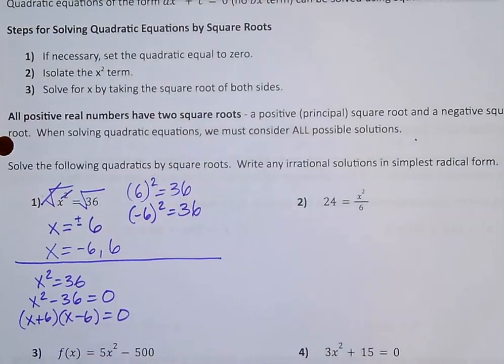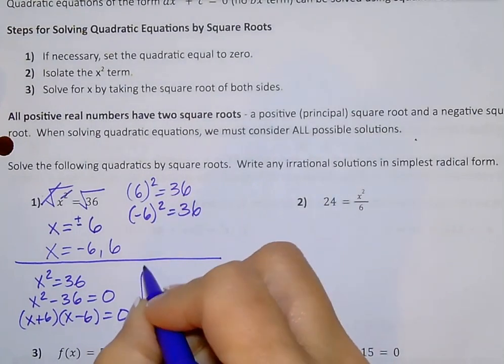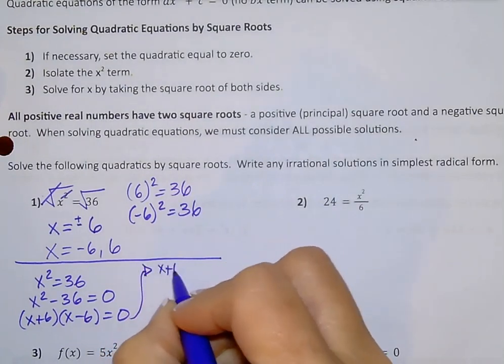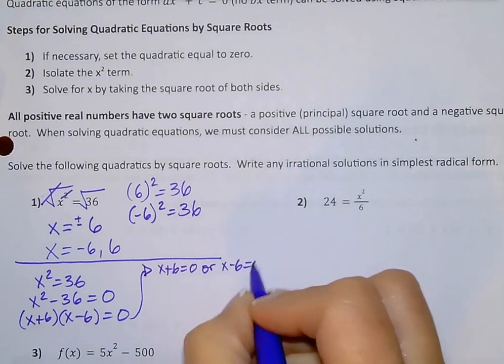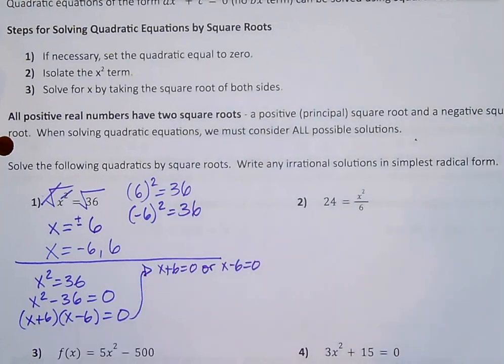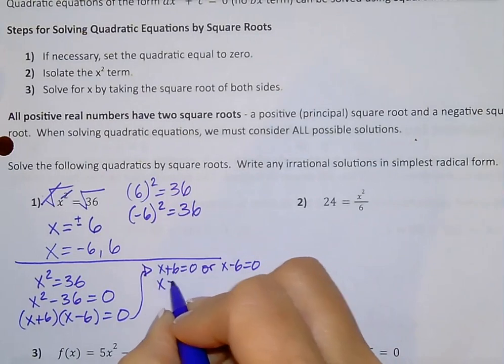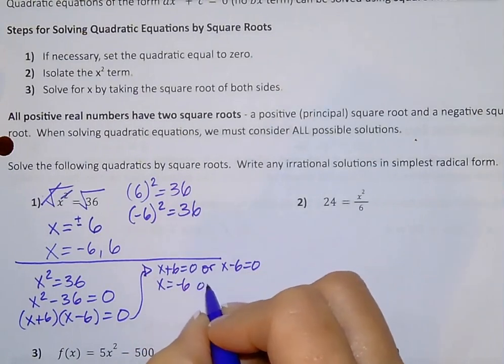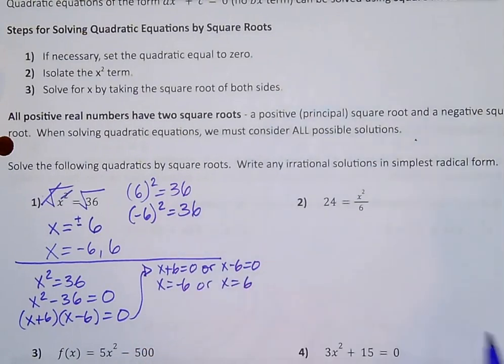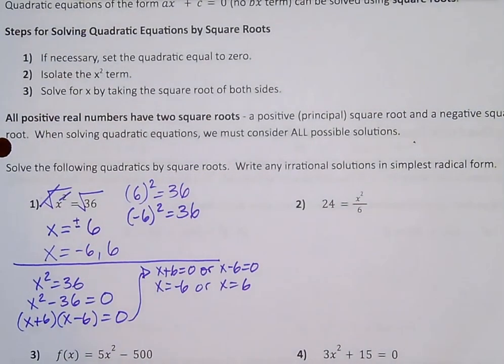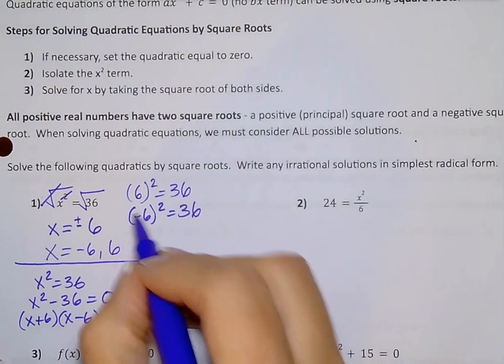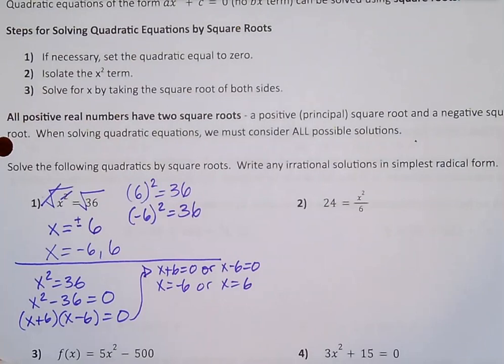And if you'll remember from our last class, that tells us that x plus 6 must equal 0 or x minus 6 must equal 0. One or the other of those two factors must be 0. So x equals negative 6 or x equals positive 6. We were able to work this both ways on this particular problem, but there will be some problems where we aren't able to factor, and so we're going to have to rely on using that square root method.